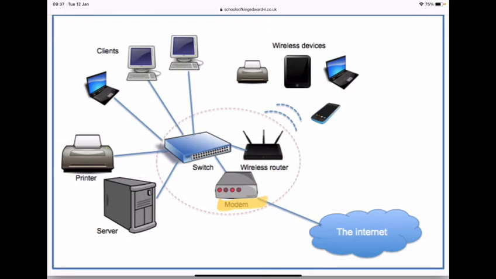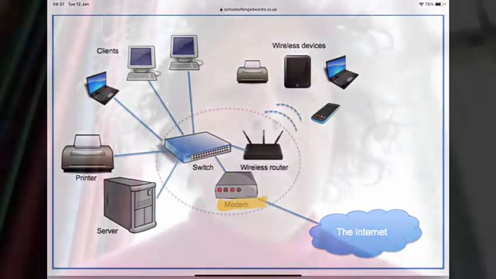Now, we're talking about telephone lines. Of course, these days we have super fast fiber and all sorts.